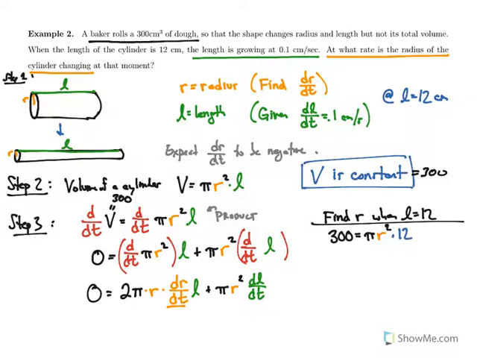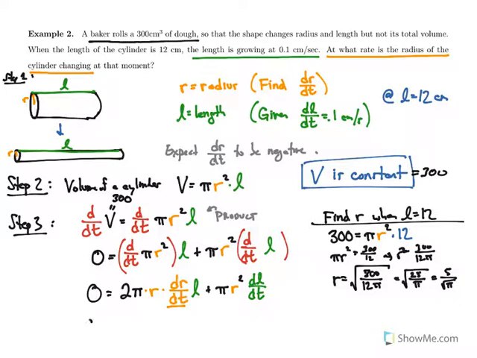So we have pi R squared is going to be 300 over 12. R squared is 300 over 12 pi. So R is going to be the square root of 300 over 12 pi, which we could write as the square root of 25 over pi, or 5 over square root of pi. All right, so now we have everything.